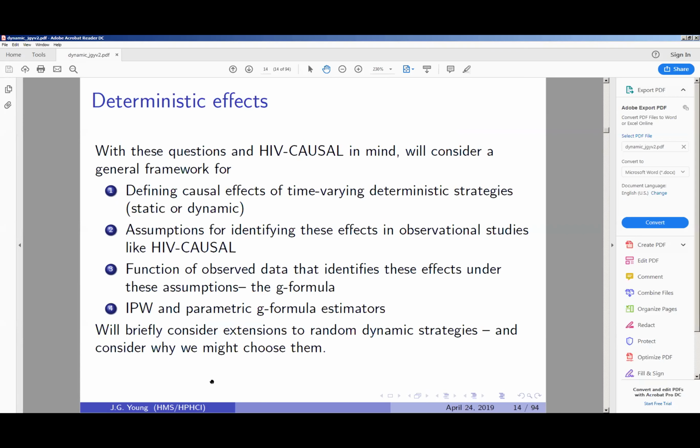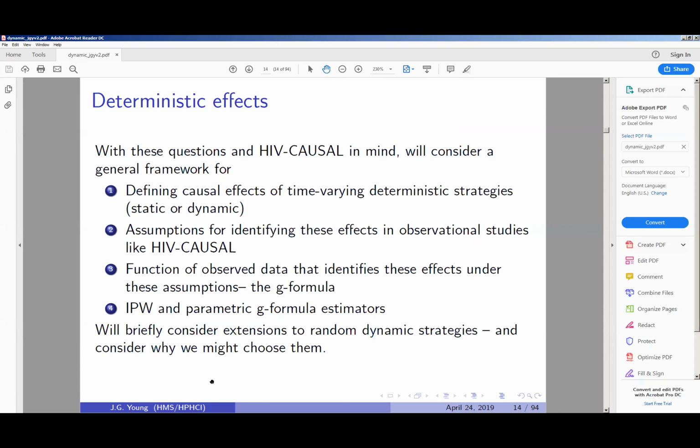Most of this is going to be focused on IPW. I'm actually not even sure I'm going to have time to get through all of the material I have on IPW, but the slides are there for what I don't get through. And we'll briefly talk a little bit about parametric G formula estimators. And then if there's time, I'll briefly consider extensions to random dynamic strategies and consider why we might choose them.